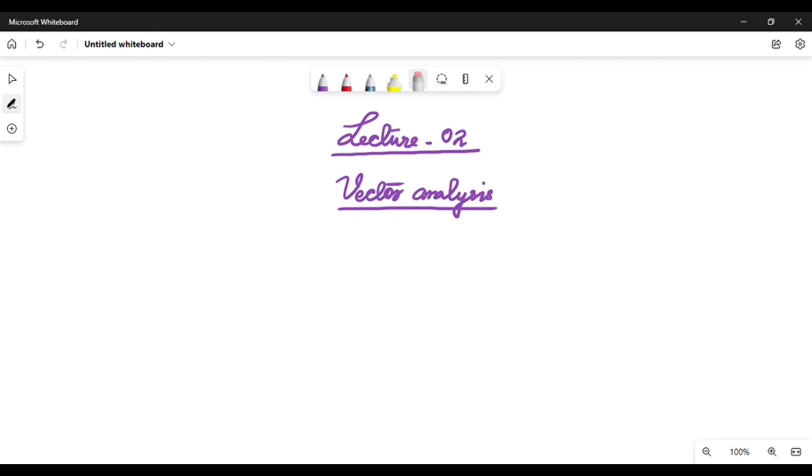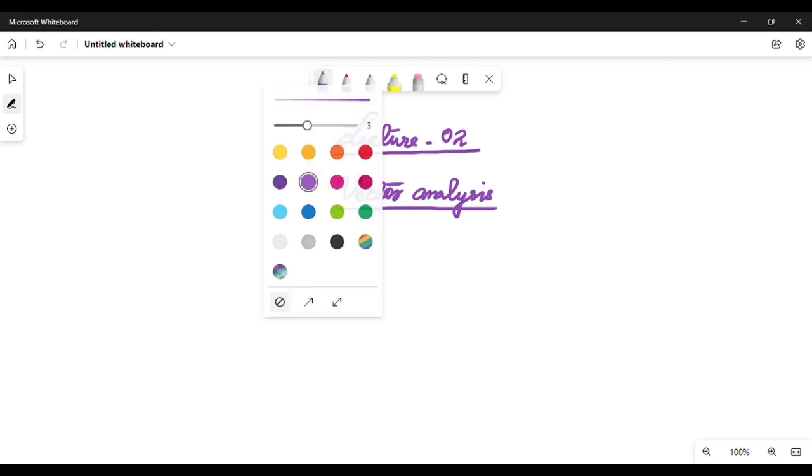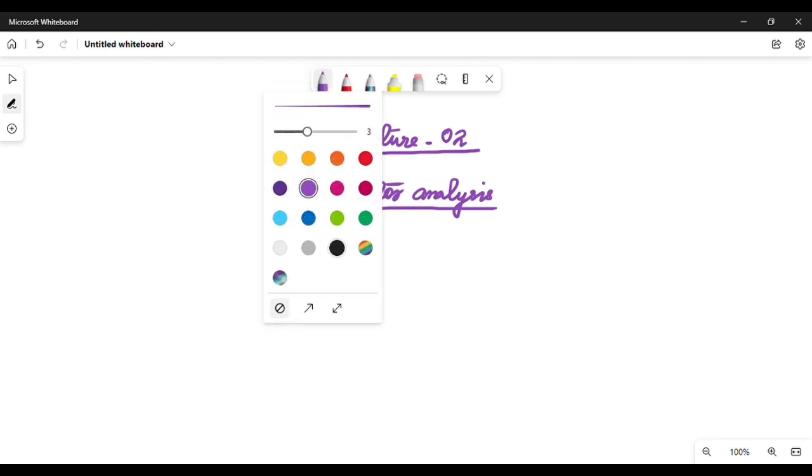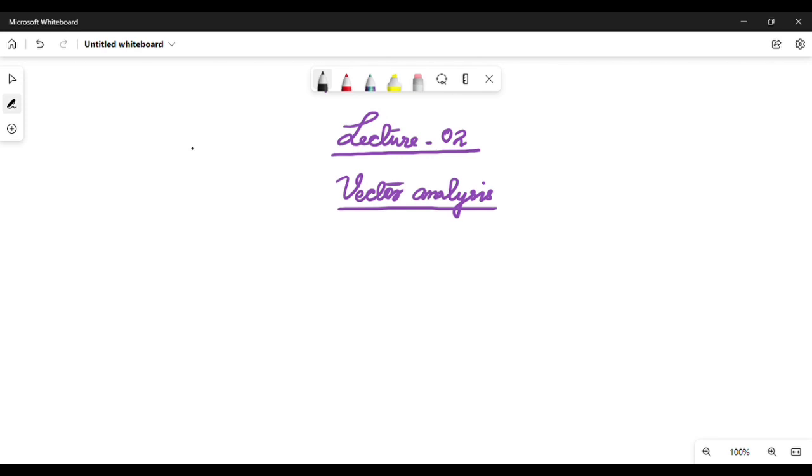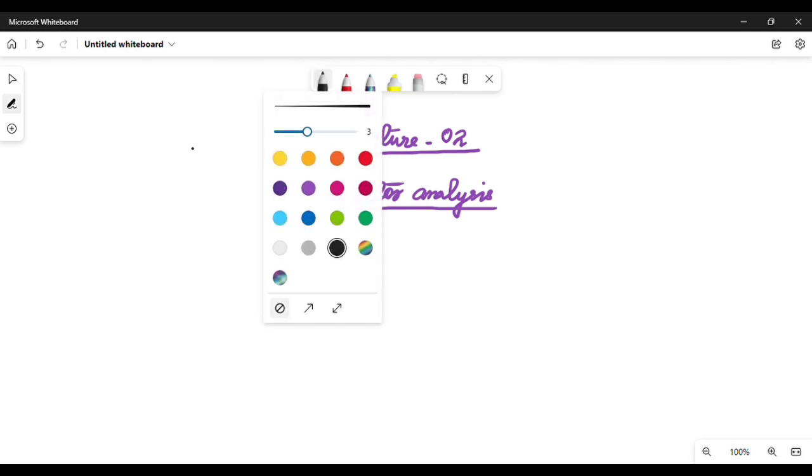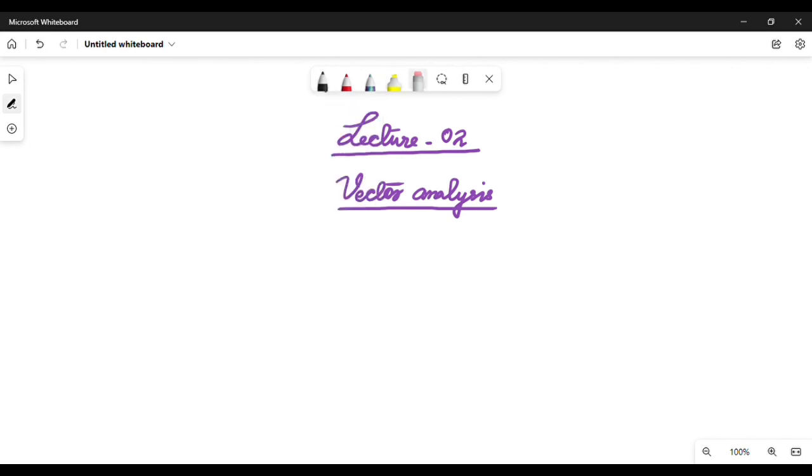So let us now discuss some of the properties, some of the identities. There are different identities that you should know, and you might be knowing this, I'm pretty sure. Let us begin. So the next thing is about the scalar triple product.